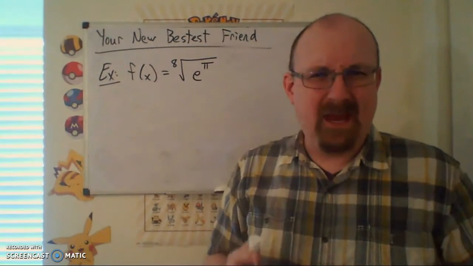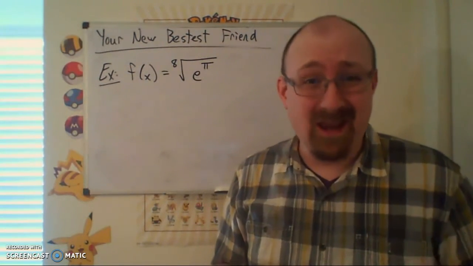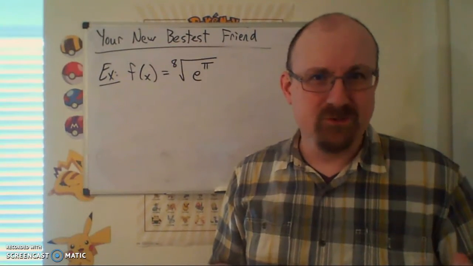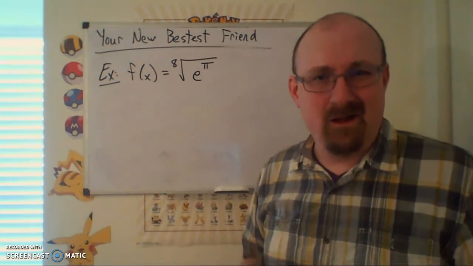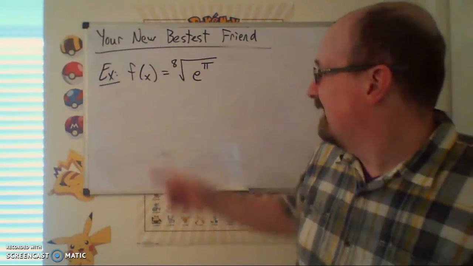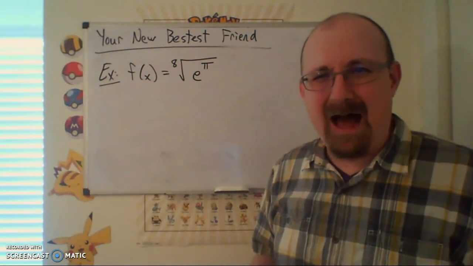So I've got an application I want to take a look at, coming back to that tangent line slope stuff. But before that, I had one last example I wanted to show you. So we've got what looks like kind of a terrifying function right here. f of x equals the 8th root of e to the pi.